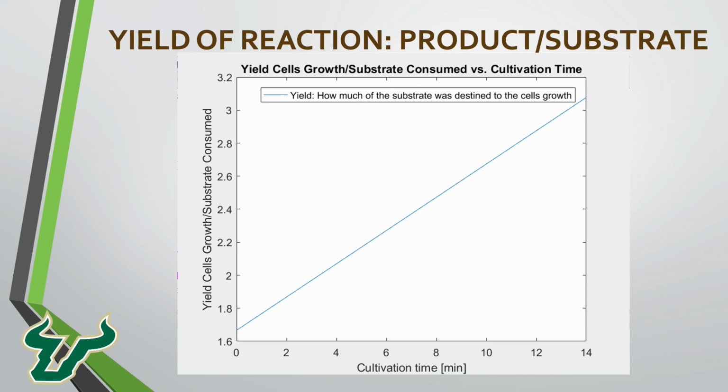In this slide, a graph of the yield of cell growth over the substrate consumed is shown. This was calculated to understand how many grams of cells per volume were growing from the change in concentration of the substrate. Over a period of 14 minutes, the ratio of growth changed linearly from 1.6 to 3.2.